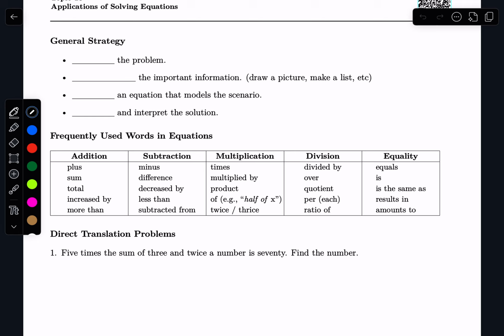Hello, students, and welcome to our lesson on applications of solving equations. This is mostly going to be a lesson on how to turn words into equations. The actual solving part, we mostly have practiced so far.